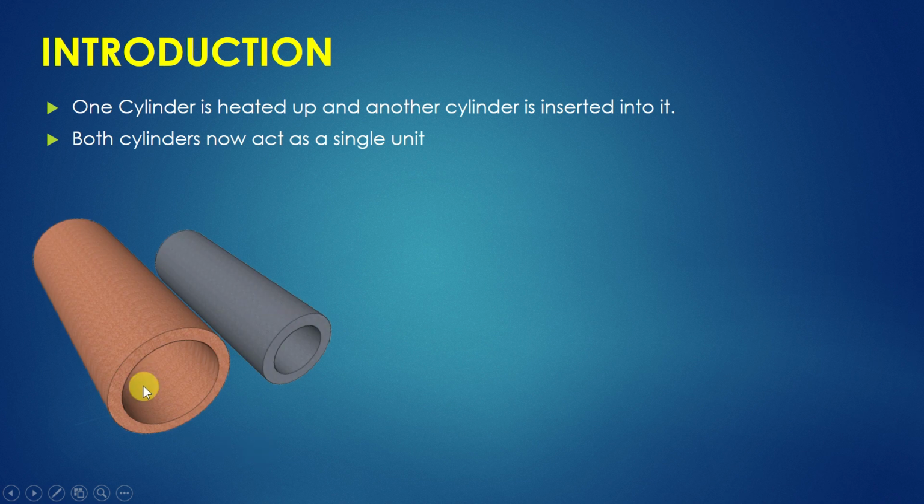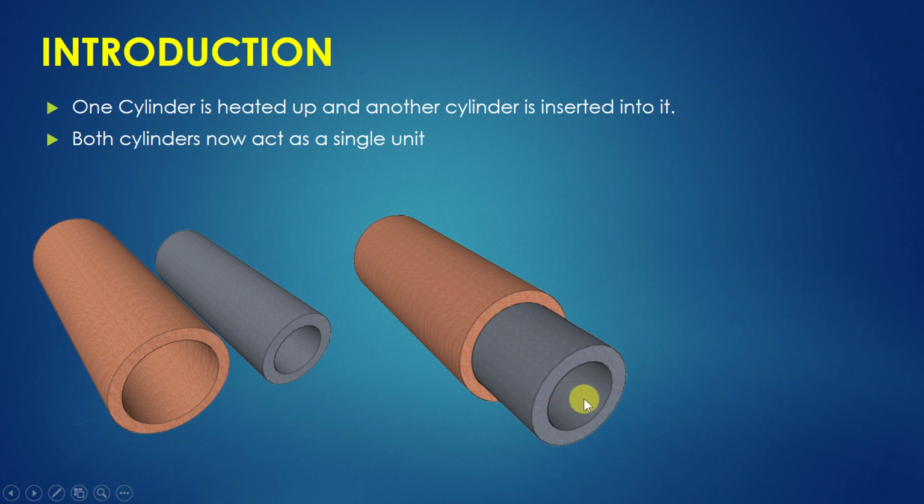Now you can see two cylinders, one is of higher diameter, one is of lesser diameter. Now this higher diameter cylinder will be heated up. Then it will be expanded. Now the smaller cylinder will be inserted into this like this. Then they will join together and form a single unit.